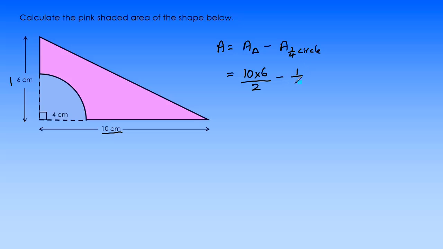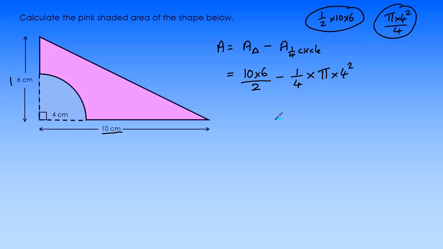And then we've got a quarter of the whole of this circle. The radius is 4, so that will be pi times 4 squared. Note, I could have written this as pi times 4 squared divided by 4, and we could have written this as a half times 10 times 6. So any of those things are acceptable.